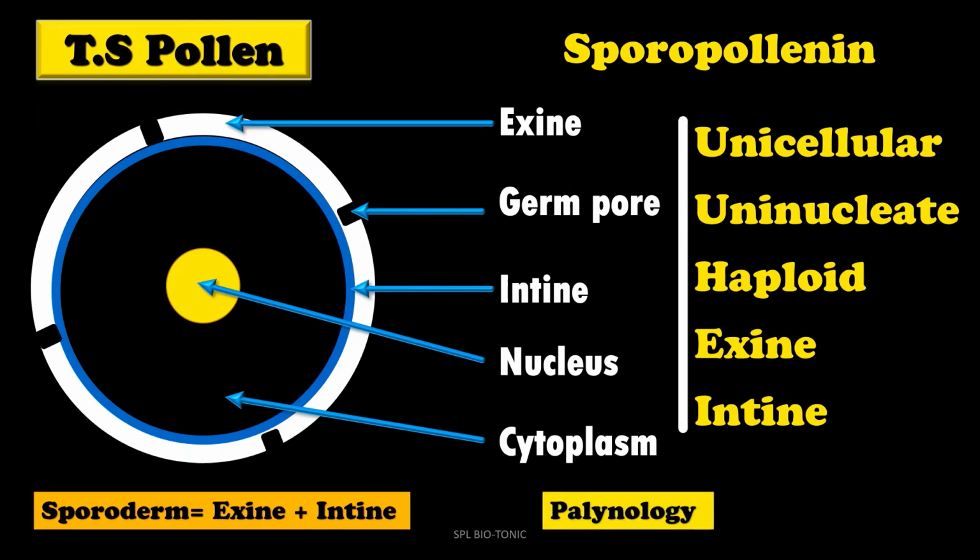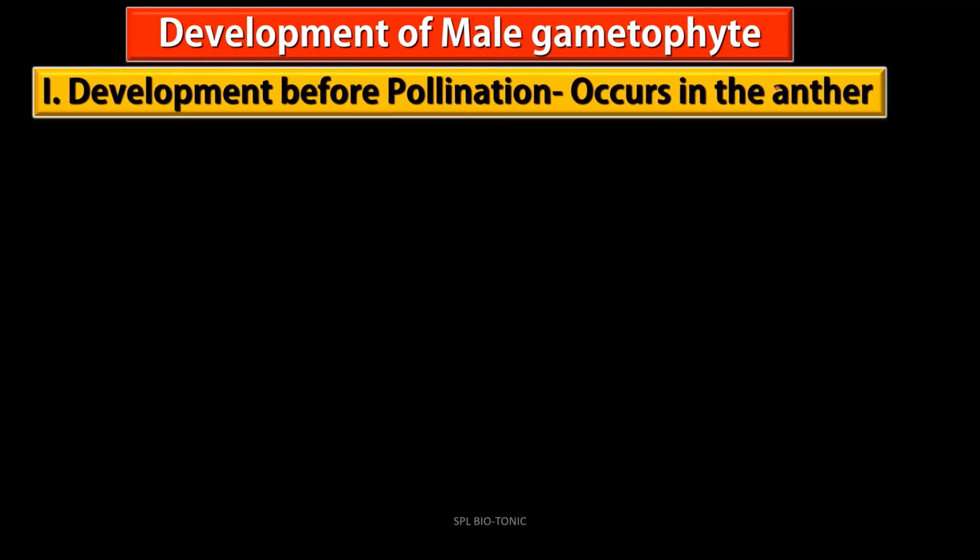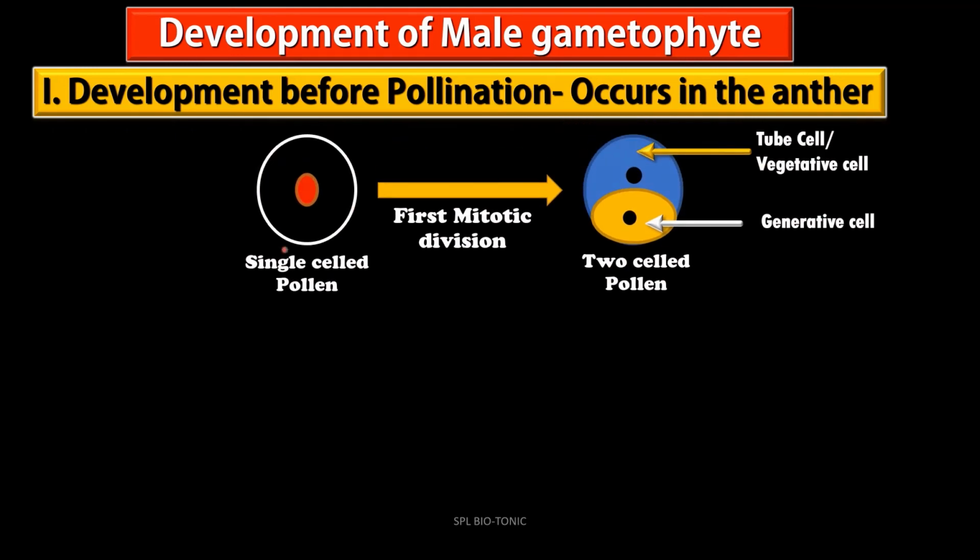Now, let us continue with the development of the male gametophyte. This development takes place in 2 stages, partly in the anther and partly on the stigma. While in the anther, the pollen undergoes the first mitotic division to form a large vegetative or tube cell and a small generative cell. So here a 2-celled pollen is formed.